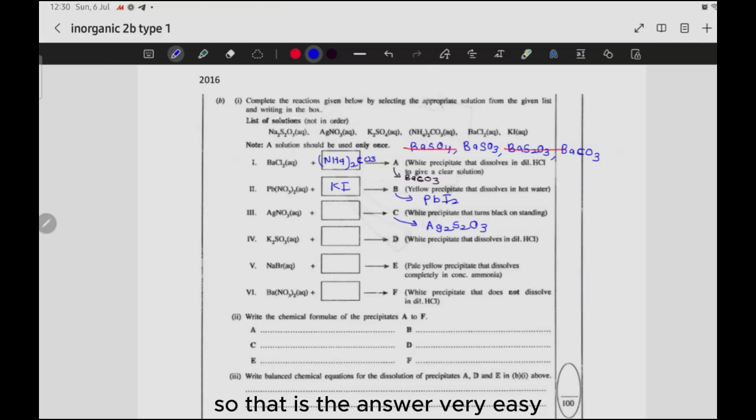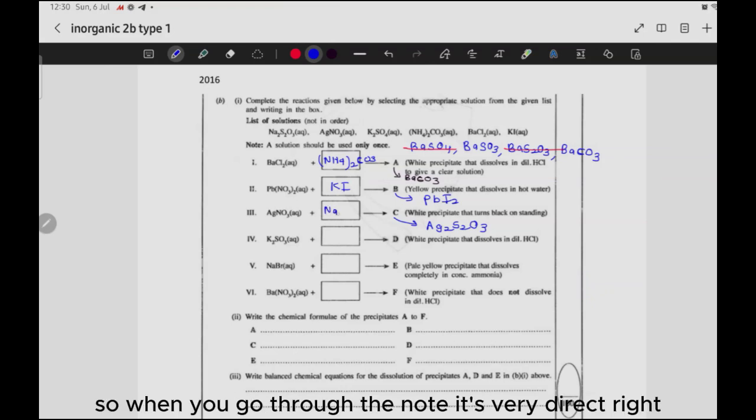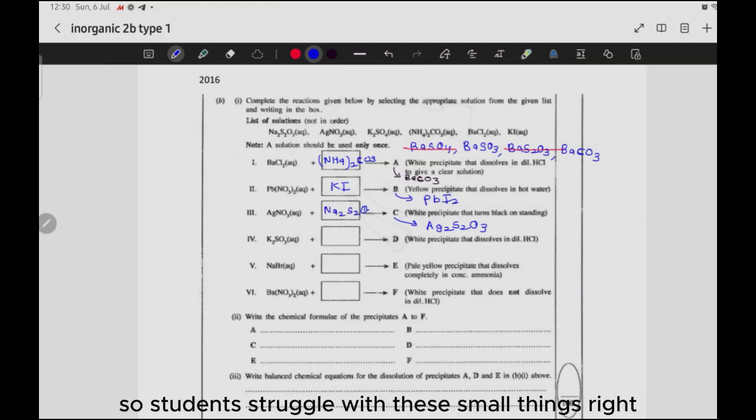Very easy. So when you go through the note, it's very direct, right? So students struggle with these small things, right? They don't have the proper note either.